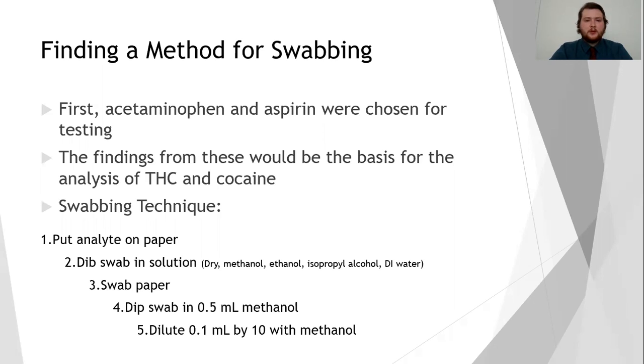Step one was to put 0.1 grams of analyte on each paper separately. Then it was shaken off to mimic the handling of drugs before handling the cash. Then a swab was dipped in a solution of either methanol, ethanol, isopropyl alcohol, or deionized water, as well as a dry swab. This swab was then used to swab the piece of paper that had either analyte on it, and then this swab was dipped into 0.5 milliliters of methanol, which was then diluted by a factor of 10 with methanol.